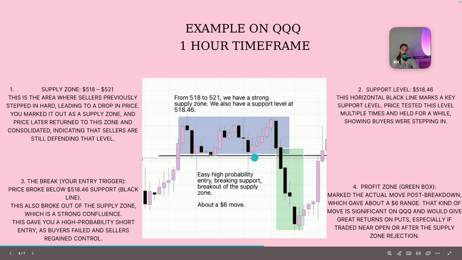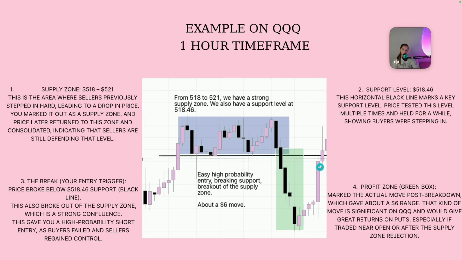Could you take the trade as soon as we break out of the supply zone and get a hold below? Not exactly, because in this specific example, we kind of get a support level right outside of that supply zone. So this is kind of my picture perfect example. Is it always going to look like this? No. But this is how you will be finding your high probability setups.